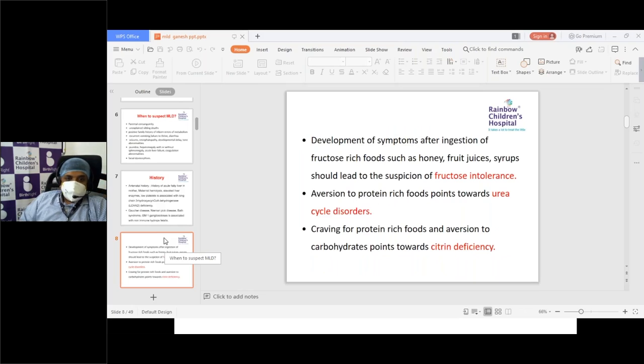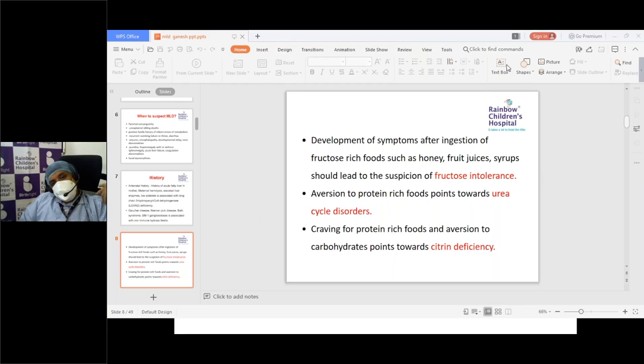And with regards to the dietary history, when there is development of symptoms, especially after the ingestion of fructose rich foods, such as honey, fruit juices, etc., one should think in terms of hereditary fructose intolerance, a disorder of fructose metabolism.